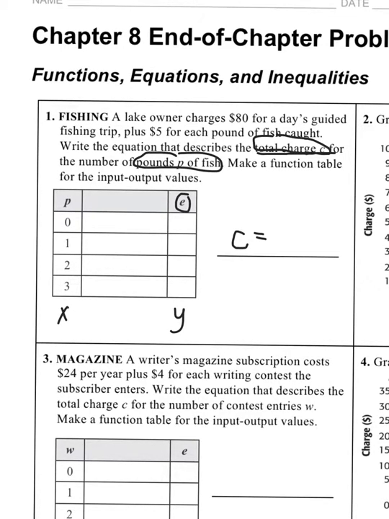Now we're going to go over to our function table and fill out this middle section, because this is going to get our rule and then we're going to figure out the values for C. So remember, there's 2 types of charges here. It says it's $80 for a day's guided fishing tour. So no matter what, you are paying that $80. But it's also $5 for each pound of fish caught. So that can change. The $80 a day is a constant.